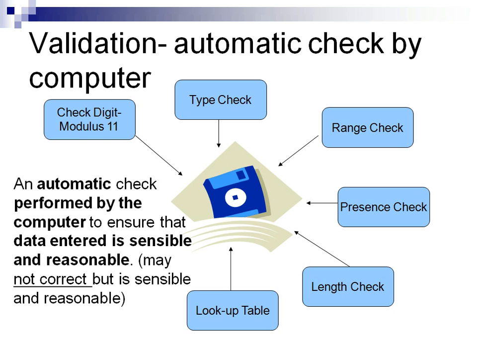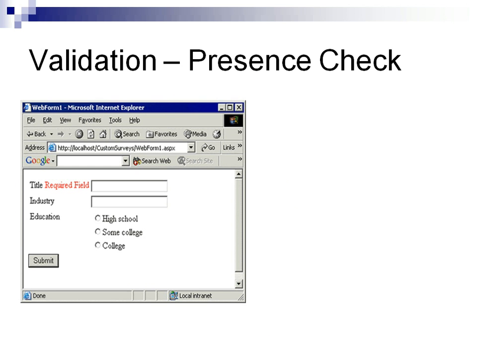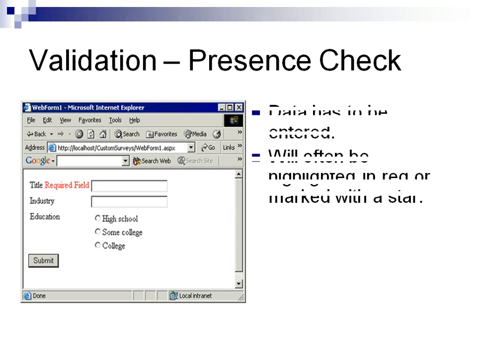Another type that we need to look at is a presence check. A presence check is very simple. Is it present or not? A bit like a school register. So data has to be entered. It's often going to be highlighted and it's used in forms whenever you're filling them in to make sure that data is there.